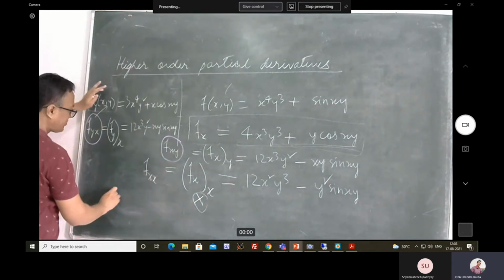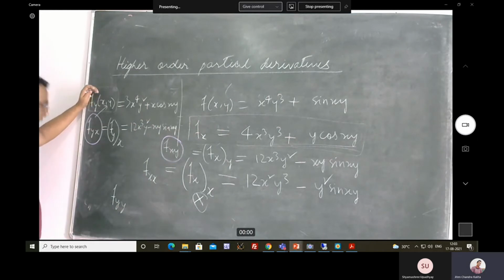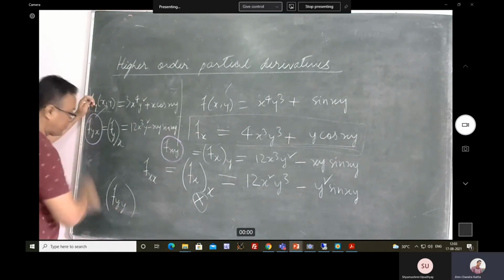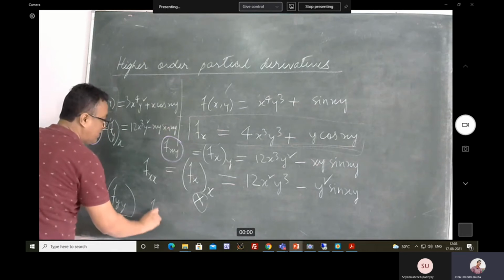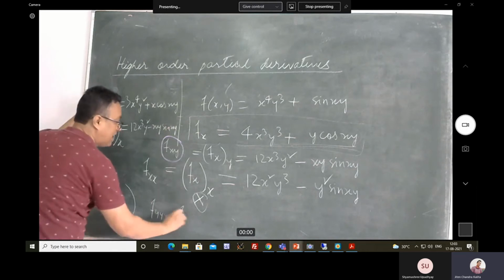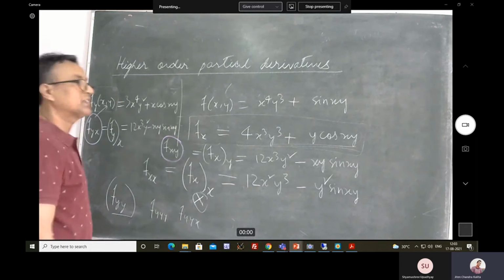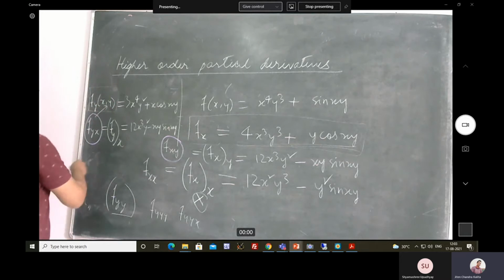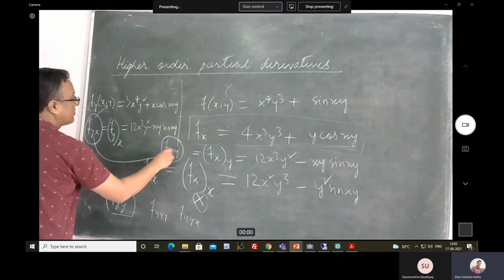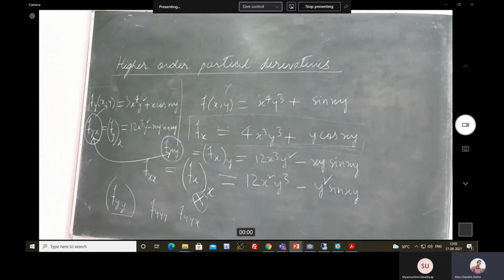So likewise, I could have found out fyy, right? And again, I could have found out further derivatives of this with respect to x or y. So I could have found out fyy, right? Fyx, and so on. Okay. So there is a theorem which is called Clairaut's theorem, which gives you the condition for the equality of these two derivatives. Okay. So that is what I'm simply going to show you.